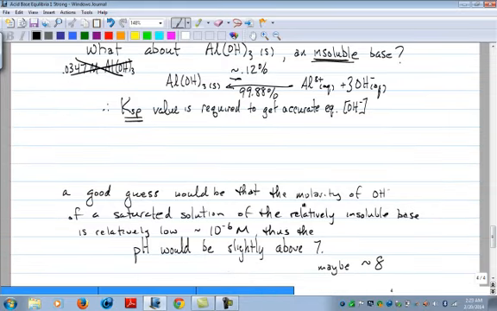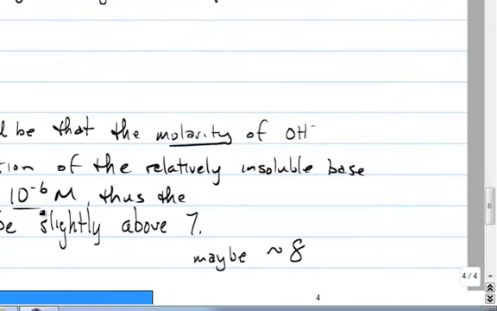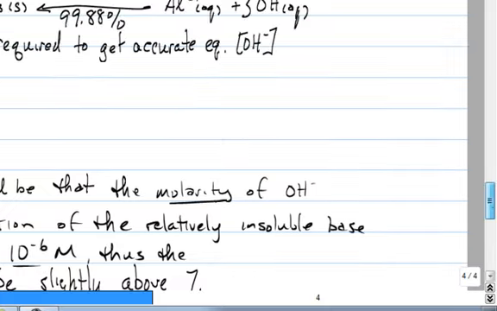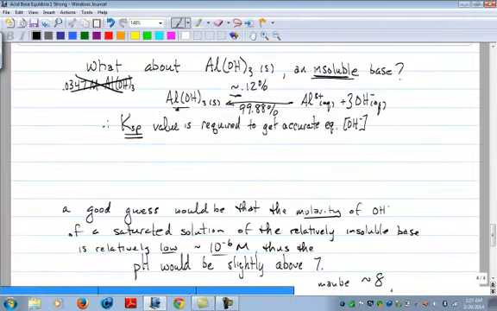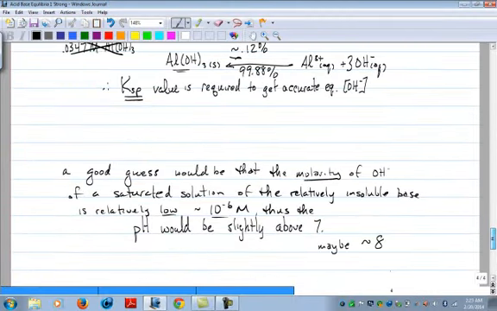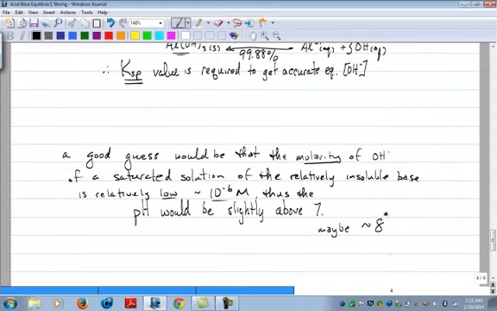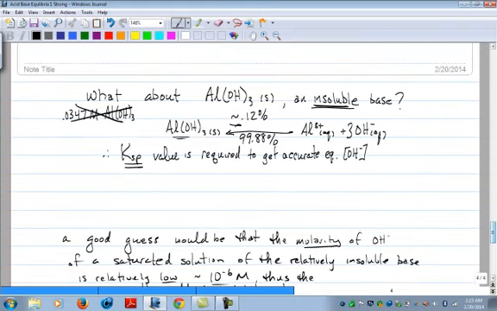A good guess would be that the molarity of hydroxide, even from a saturated solution of aluminum hydroxide, is relatively low. We'll say around a millionth molar. That could be wrong, could be right, but it's a pretty good guess. So the pH would be slightly above 7. It would be 7 just from the hydroxide contribution from water. So you get a little bit more at the saturation point of dissolving this relatively insoluble solid ionic compound. So maybe around 8 at the saturation point would be a good guess.